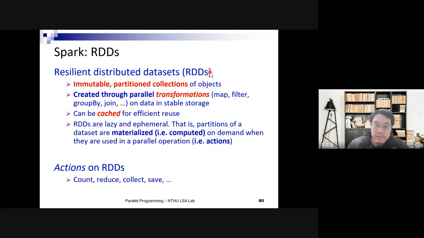Okay? So back to this RDD. You can see it's partitioned, and also it's immutable. So why is it immutable? Because if it's immutable, then we don't need to handle all those synchronization problems, right? Because it's read-only data, so no one can modify it. So we can allow concurrent access to the data set without any locking or synchronization mechanism.